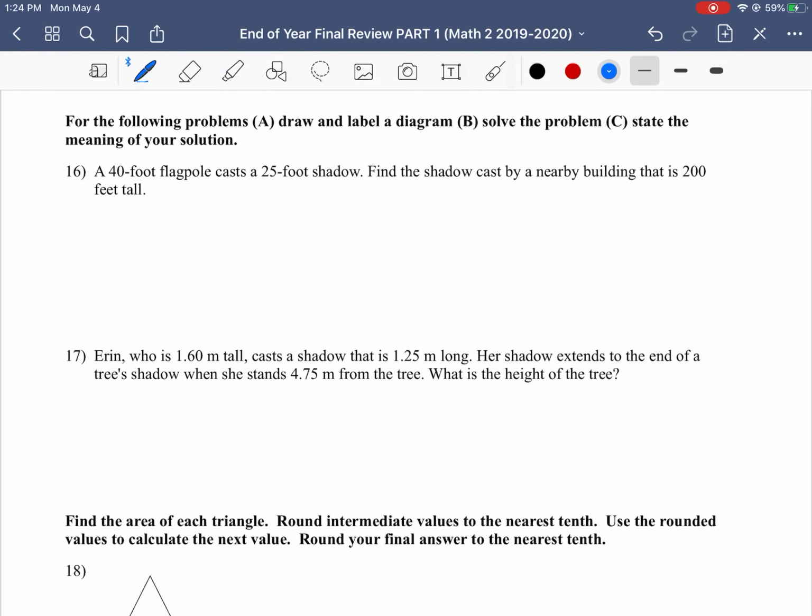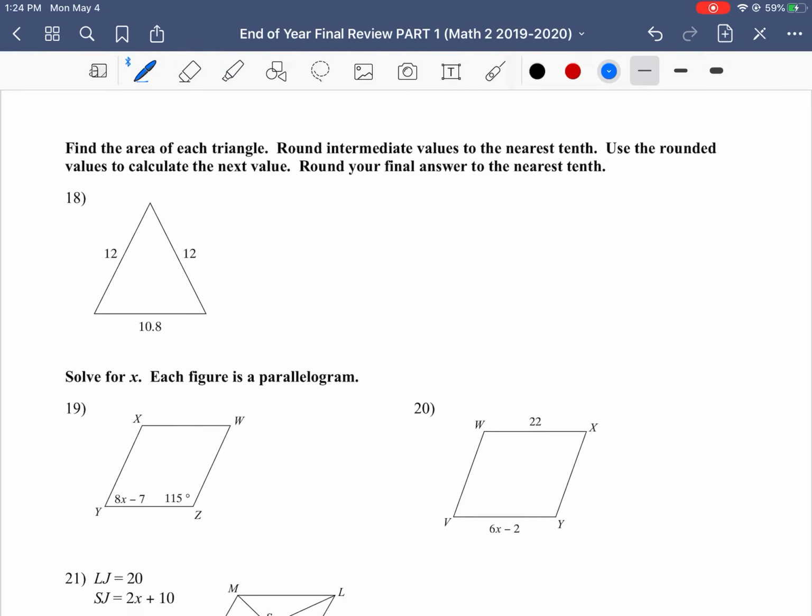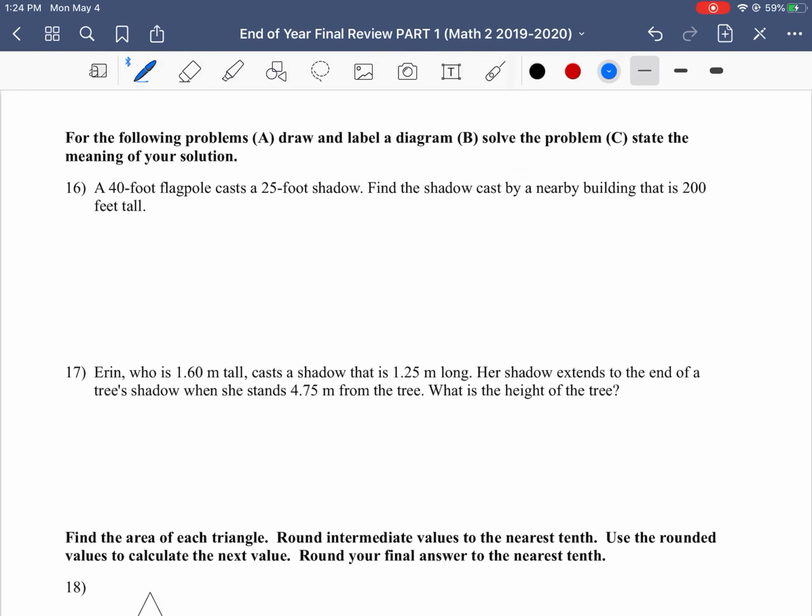All right, on the last page we are just using trigonometry to find different parts of the triangle, and then applying what we've already talked about here, and then parallelograms. So let's touch on this real quick. Number 16, a 40-foot flagpole casts a 25-foot shadow. It first asked us to draw and label a diagram, so we remember how good we were at drawing these. So we've got a 40-foot flagpole, so here's our flagpole. Whoop. It's a flag. And it's 40 feet, so I'm going to label that.